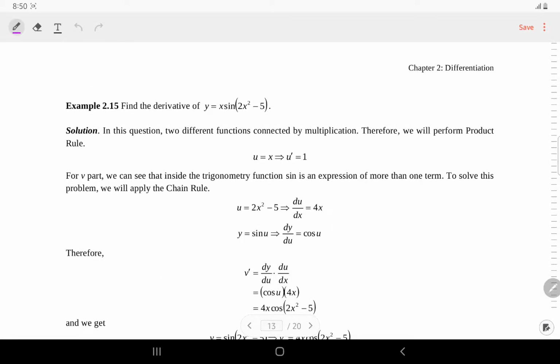Okay, the next example is differentiate x sine 2x square minus 5. So this time we have two different functions, which is x and sine 2x square minus 5. It is connected by multiplication, so we need to perform product rule. So this is our u and this is our v.